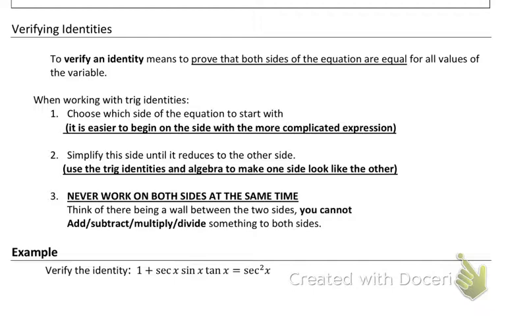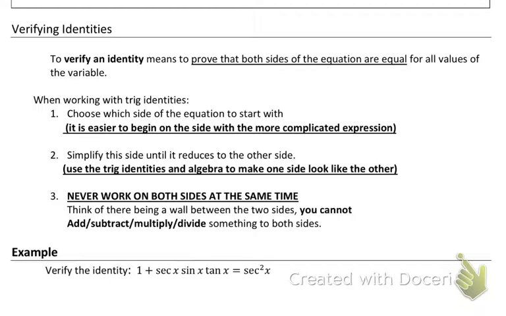Now, we have some rules when we verify things. First of all, we need to choose a side of the equation to start with. We will do as much as we can on just one side before we even look at the other side. We usually pick the most complicated side, because it's easier to break things down than to build them up. Then we simplify this side until it reduces to the other side. We use our trig identities and algebra to make one side look like the other.